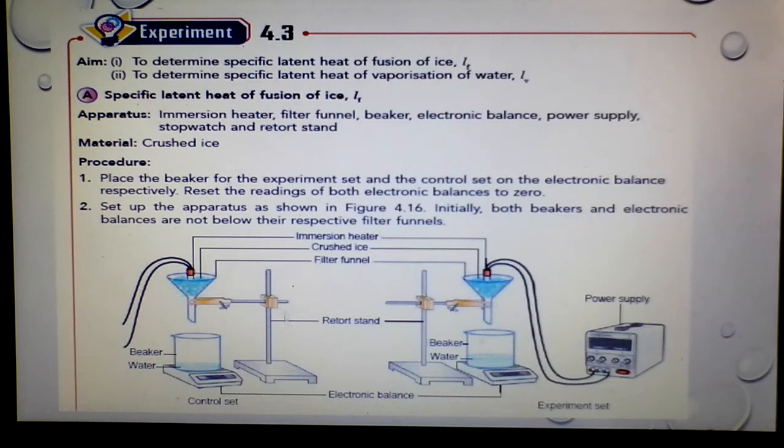Why we set this control set is to determine the amount of the ice that melts due to surrounding temperature. Because in our calculation, we just calculate that the heat supply is by power supply, Pt. So we want to determine the amount of the ice that melts due to the electrical energy supply only. That's the reason why we need to set this control set.